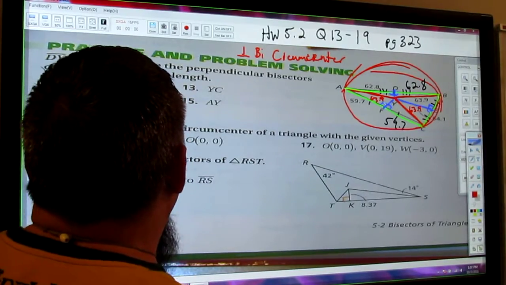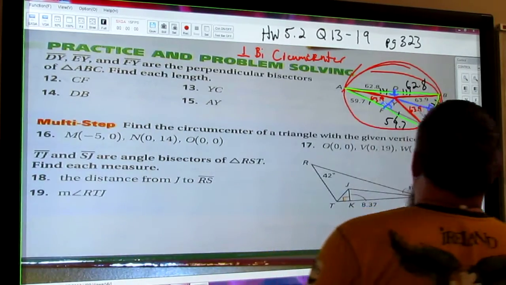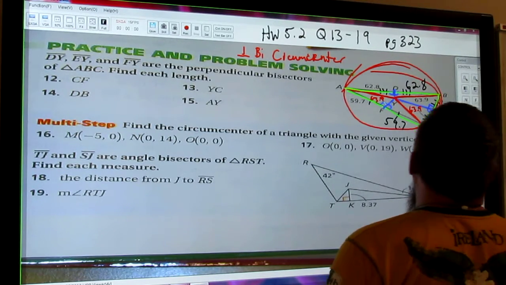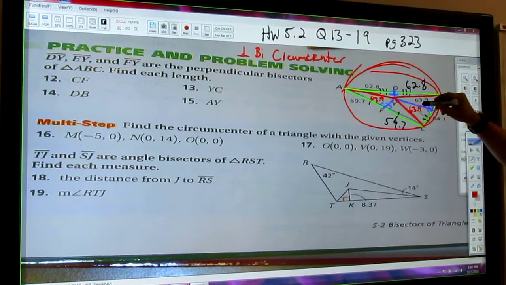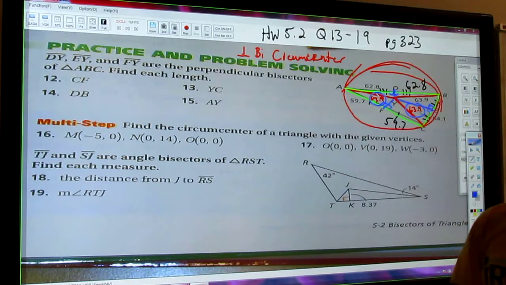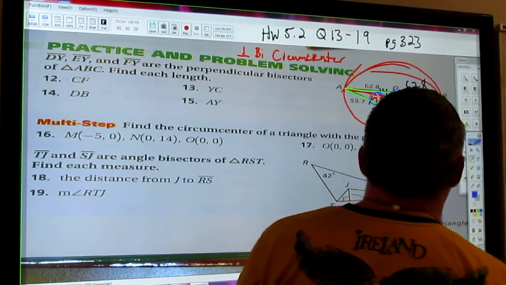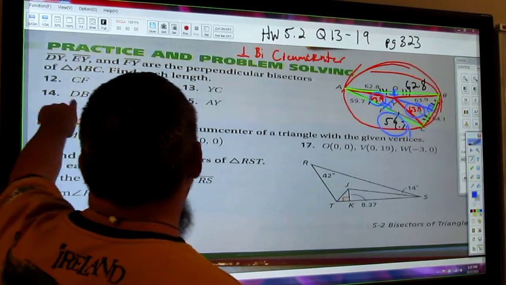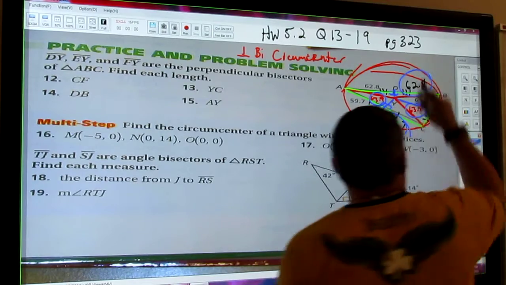Then we can start answering some problems. They asked us for YC. Where is YC? Oh, YC, that's this one, this guy right here. And where's AY? That's this one, right here. So we already know those. We could even find the CF and the DB, I bet you. Where's CF? Oh yeah, CF and the DB. 65. Bam. That was easy.